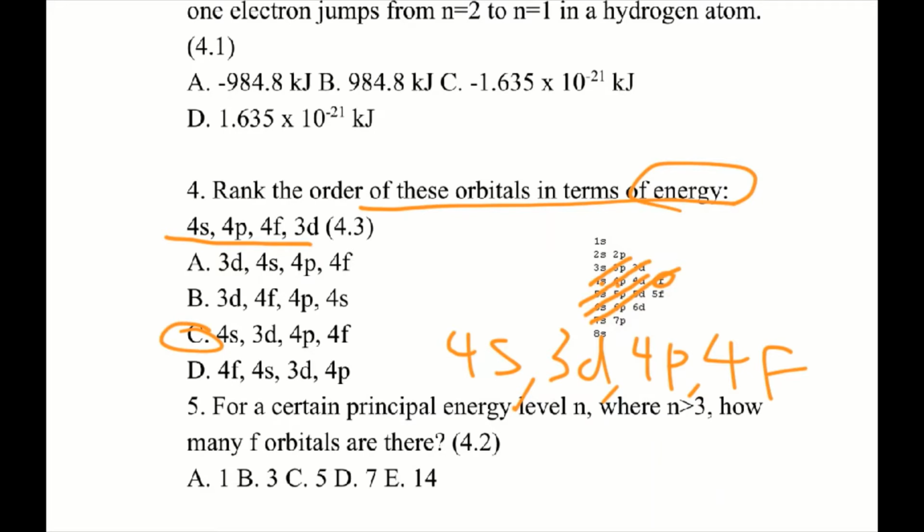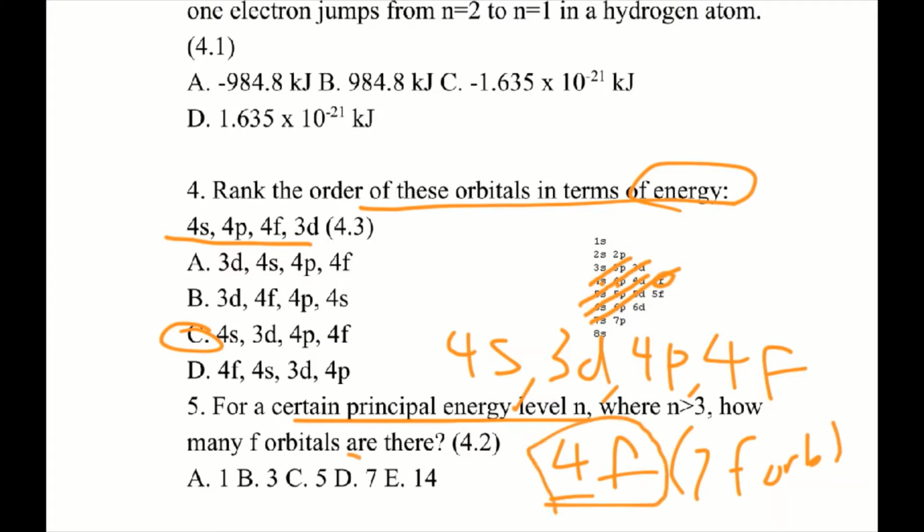Number 5, for a certain principal energy level n, where n is greater than 3, how many f orbitals are there? So let's just say n is 4 because 4 is greater than 3. How many 4f orbitals are there? If you remember, there are 7 f orbitals in the 4f sublevel, so the answer is 7.